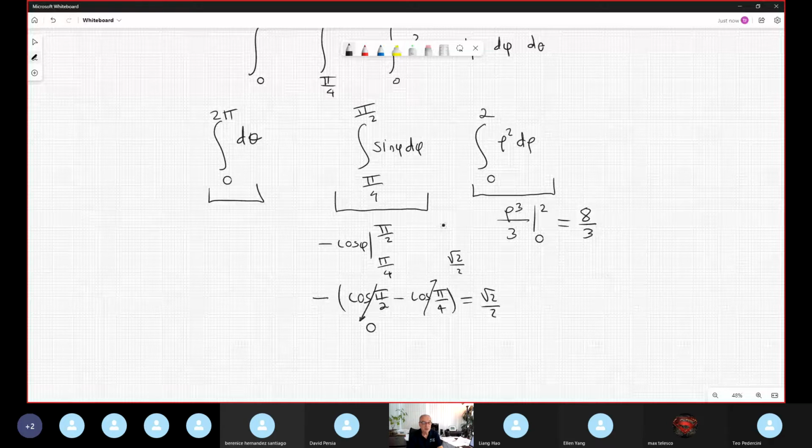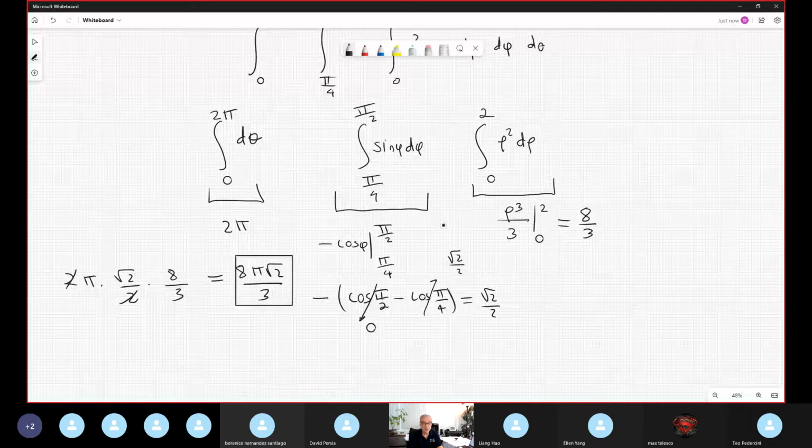And this is super easy. The antiderivative of d theta is theta, and between 0 and 2 pi it is 2 pi. Final answer: 2 pi times radical 2 over 2 times 8 over 3. The 2 is cancelled. The answer is then 8 pi radical 2 over 3. Boom. Any question?